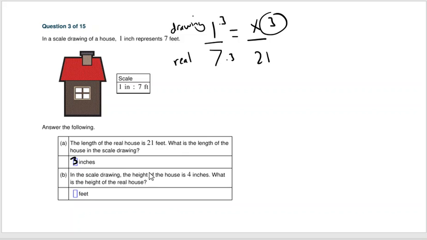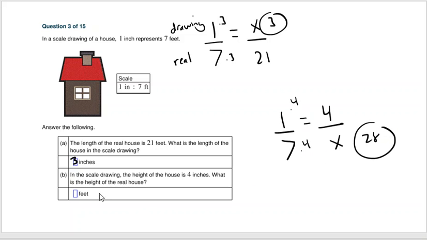Okay, in the scale drawing, the height of the house is 4 inches. So we're going to use the same scale. 1 inch is 7 feet. And this time we know that the height of the house is 4, and we want to know what the height of the real house is. Now, this one isn't as obvious. If we're going to solve for x here, to get from 1 to 4, we have to multiply by 4, and 7 times 4 would give us 28. So the height of the real house would be 28 feet.